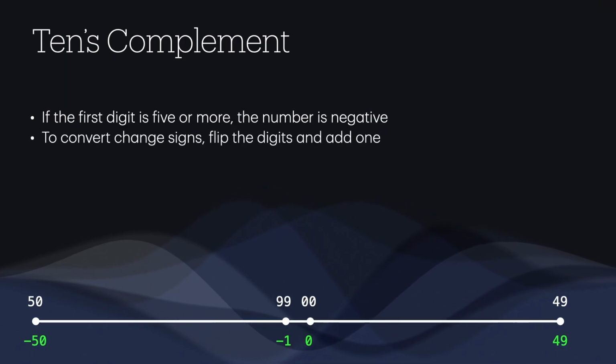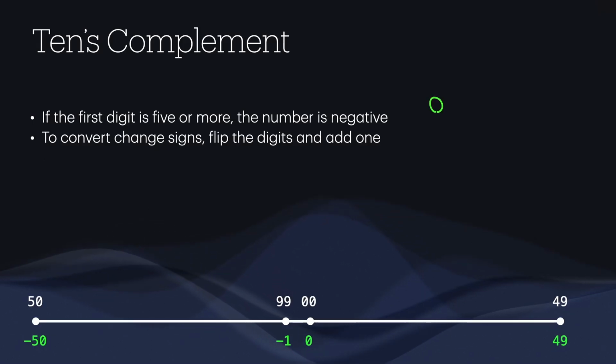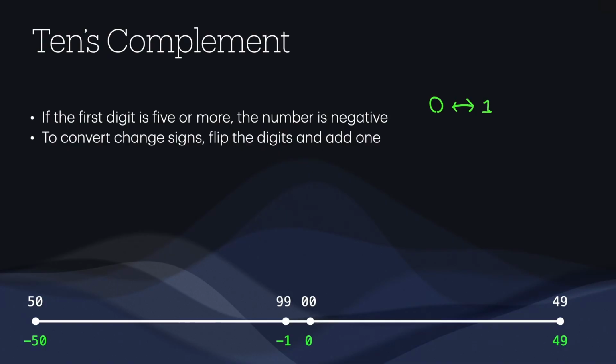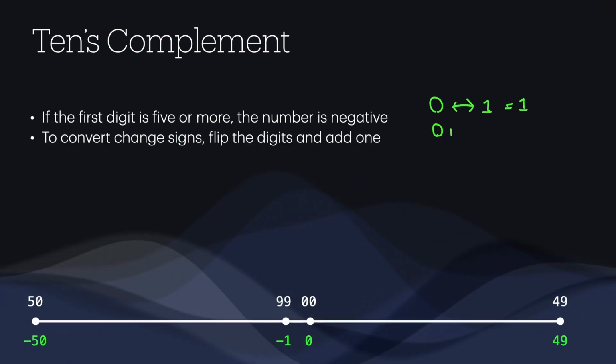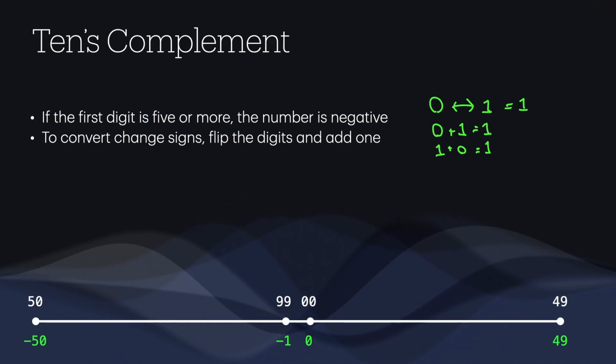You need to flip the digits and add 1. So what does it mean to flip the digit in 10's complement? Well, in 2's complement, we just alternated between 0 and 1. But the really important thing about this flipping of the bits is that if you added the old value and the new value, it'd always equal 1, which is the biggest value. So 0 plus 1 equals 1, and 1 plus 0 equals 1.